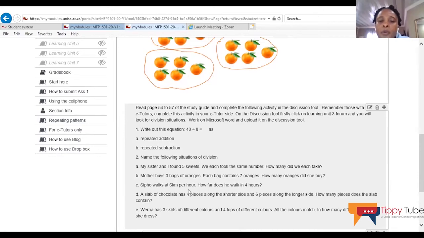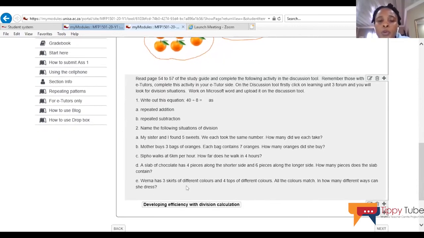Remember, you can write by hand, or you can type on Microsoft Word, as long as at the end of the day, you did this activity. It has 2 questions. The first question has A and B. The second one has A up to E. And I think as you do this activity, you'll be excited.